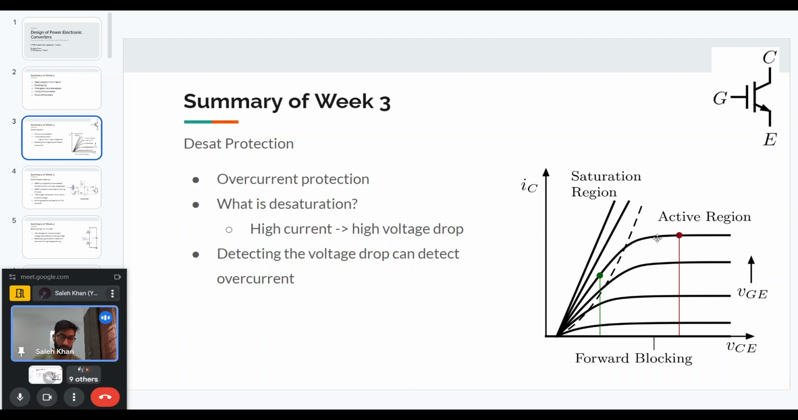And what happens here is that the forward voltage drop VCE also increases substantially. So we can use this fact, that the voltage drop increases as the current goes very high, to detect whether we are in a short circuit or fault condition. So that is what is done in DSAT protection. We monitor the VCE voltage when the device is on, and if it crosses a certain value, then we understand that a fault has occurred.